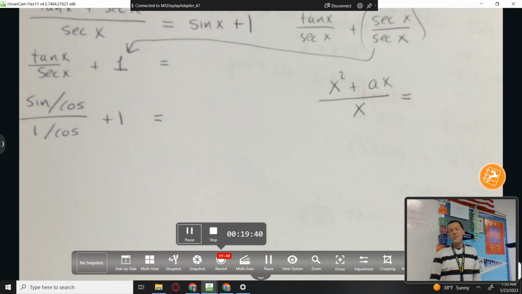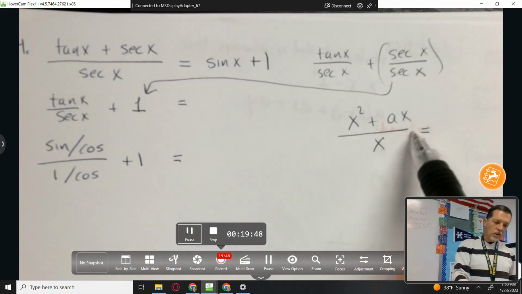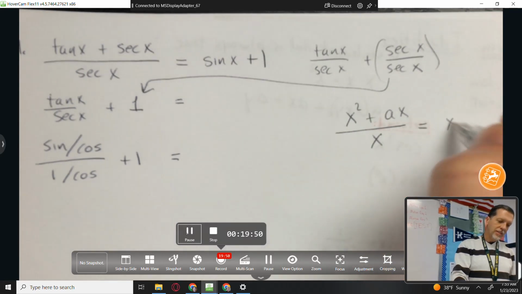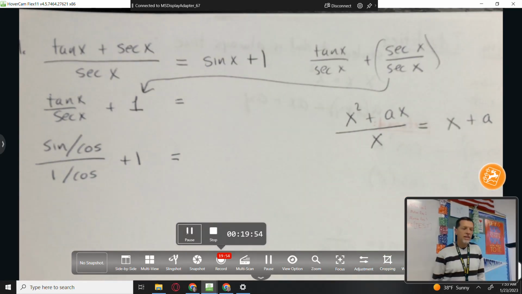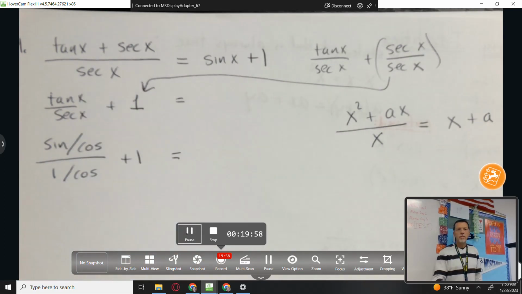It does not become x squared plus a, because it's all divided. You have to divide both of them by x. So that's the same issue. This is all over x. X squared over x is x. Ax over x is a. You have to divide both of them by x. Same thing here. You've got to divide both of them by secant.